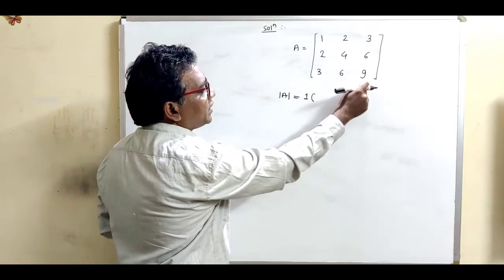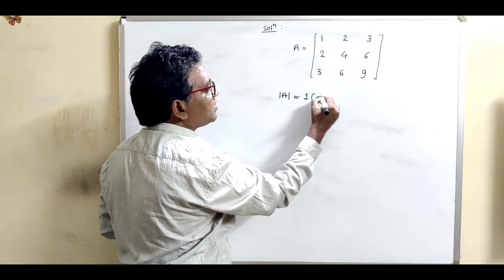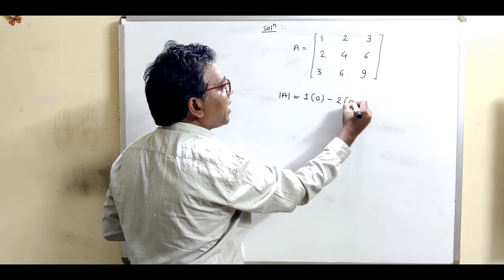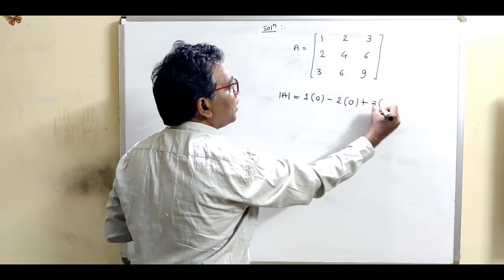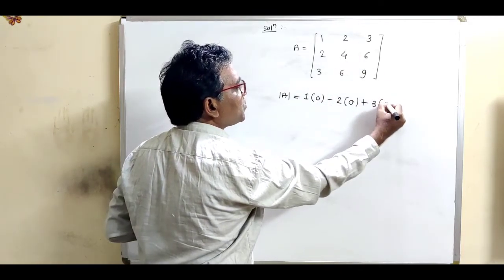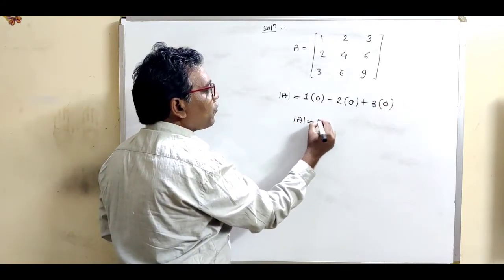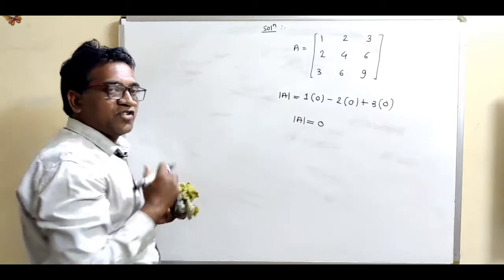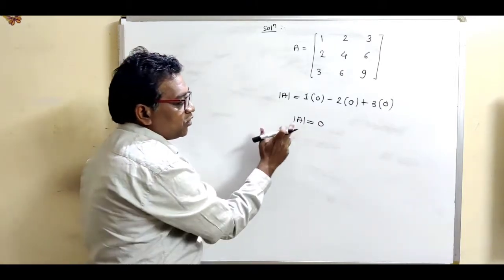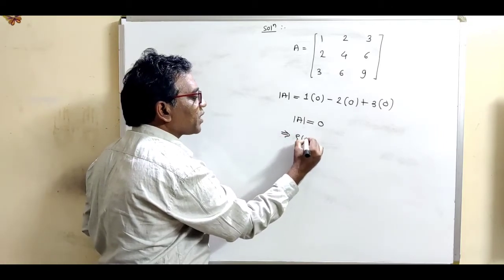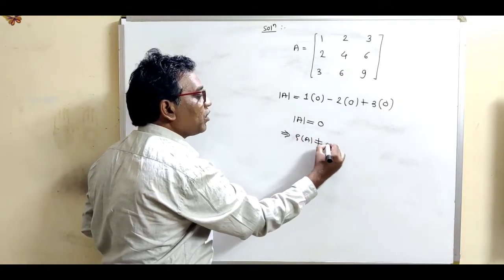This is 1 into bracket 36 minus 36, it is 0. Minus 2 into bracket 18 minus 18, it is 0. Plus 3 into bracket 12 minus 12, it is 0. So obviously the determinant of order 3 by 3 vanishes. It means that rank of A is not equal to 3.